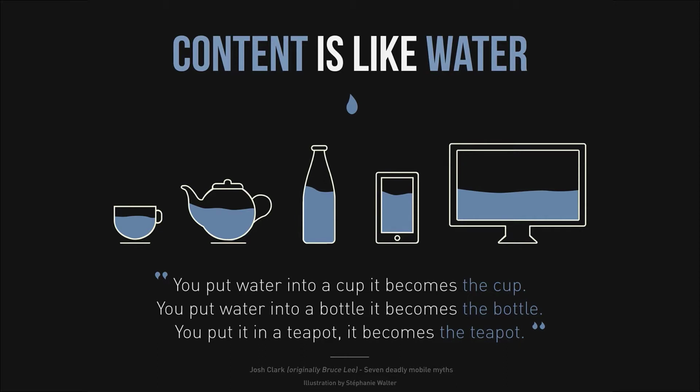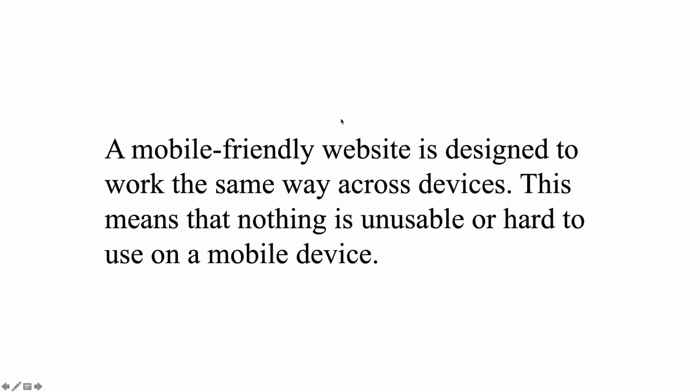So you definitely know what responsive web design means. It means that the web page responds to the medium that is loaded. So it acts like water, and it changes. So when you have a layout, the layout changes on mobile and on tablet and on desktops. But a mobile friendly web design is a website that works exactly the same across devices, and it means that there are no unusable or hard to use features on a mobile device.